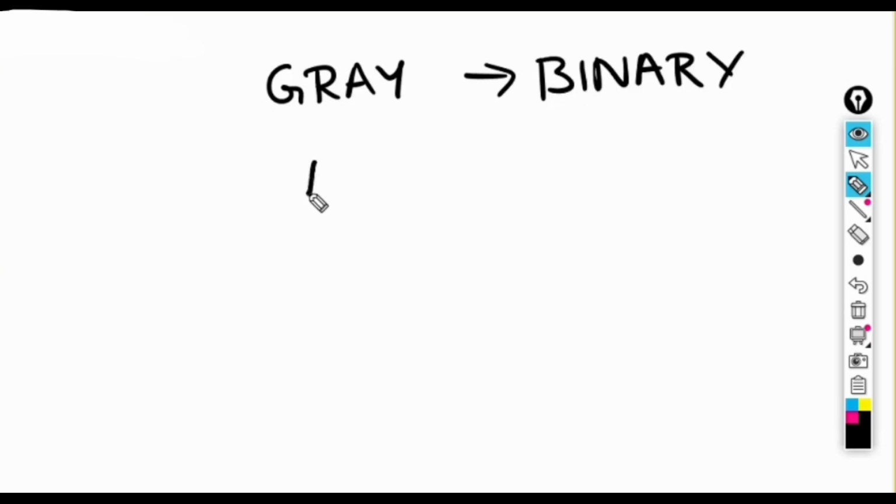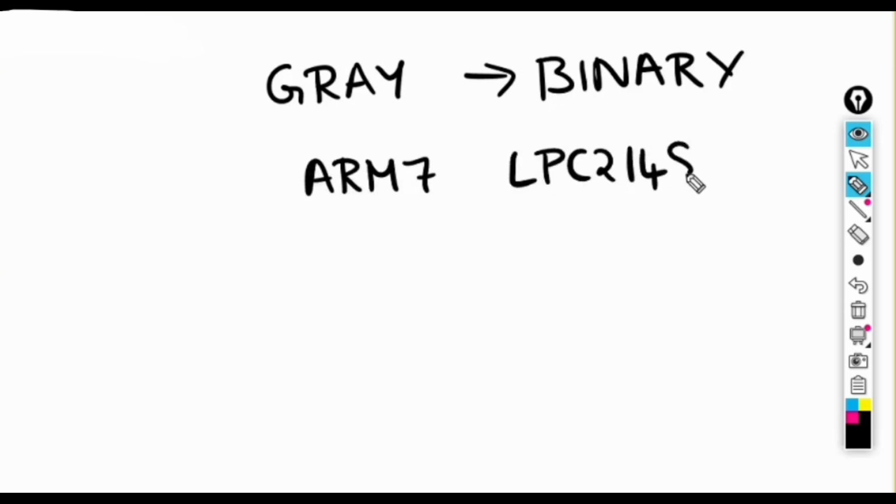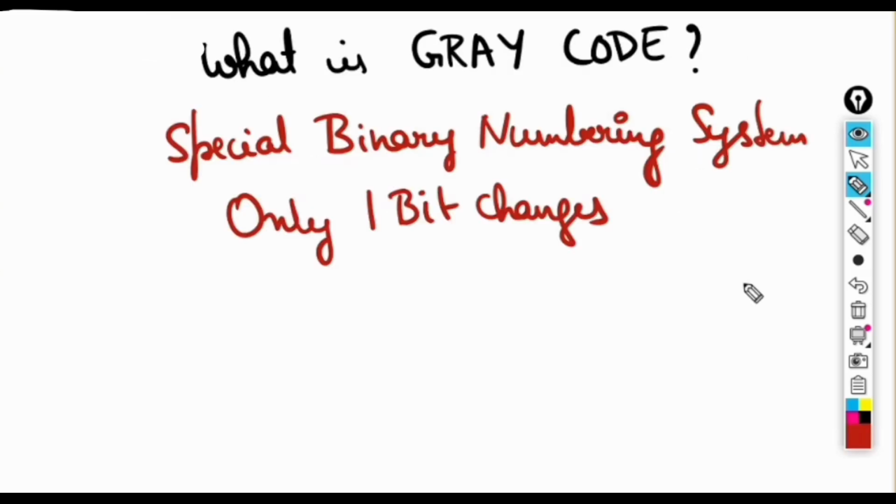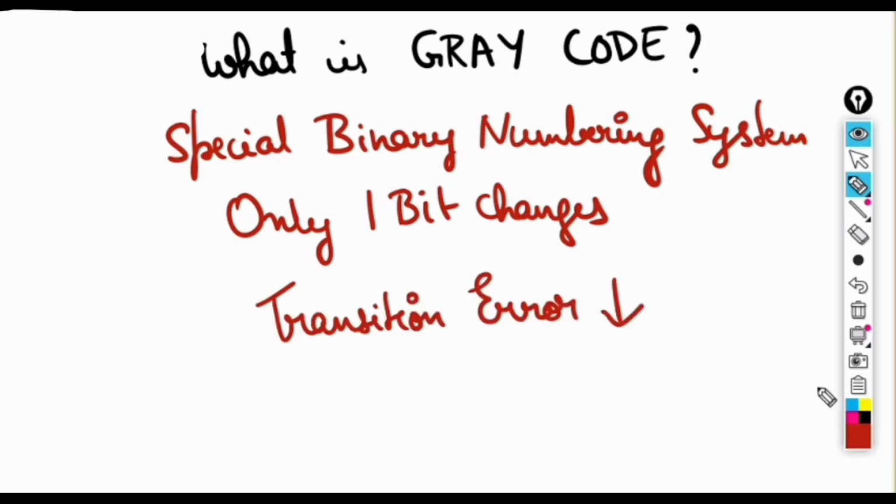So hello everyone, today we are going to learn how to convert grey code into binary using ARM7 Assembly Language on the LPC2148 microcontroller in Keil Vision. Grey code is a special binary numbering system where only one bit changes between consecutive values. This reduces transition errors in digital systems.